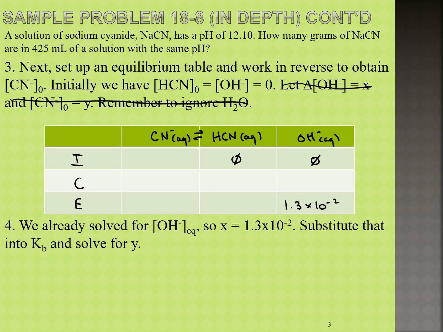All right, well, notice that for every one OH that's made, we're making one HCN, so that's also going to be 1.3 times 10 to the minus second. So we know that these are increasing by 1.3 times 10 to the minus second. And we know then that the cyanide has to be decreasing by that amount.